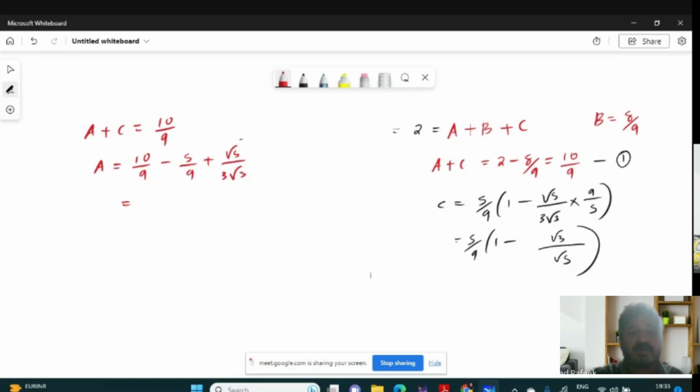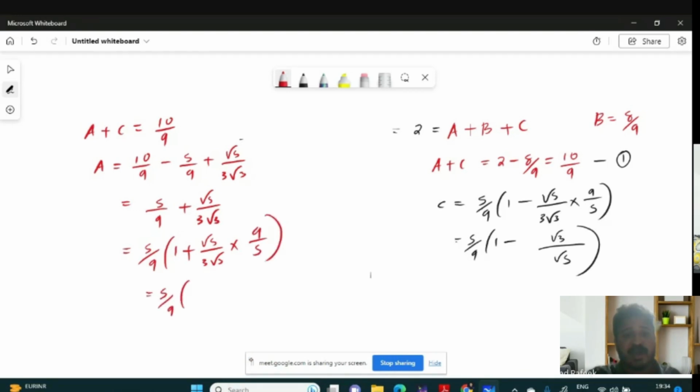The first two terms you can easily subtract: 5 by 9. Root 5, 3 root 3. Take 5 by 9 as a common factor: 1 plus the same root 5, 3 root 3 into 9 by 5. If you multiply it, you will get 5 by 9 in 1 plus root 3 divided by root 5. So which option is correct?